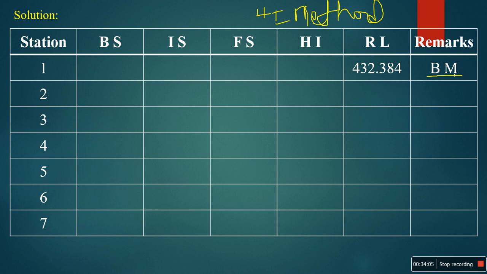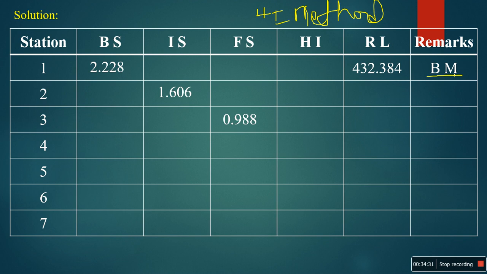Now entering the readings same as it is. The first reading will come under the BS. Then the second reading, as I told in the previous diagram, is IS. Then this is the third reading. It is taken on the third staff station. So this is the last reading from the same setup of the instrument. This will be entered in the next line in the column of the FS.